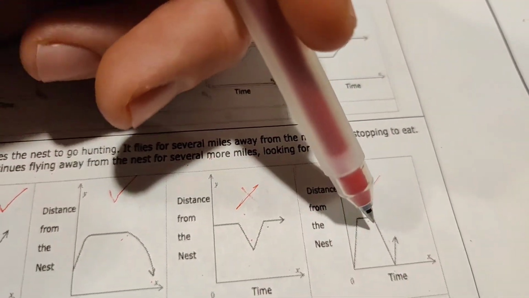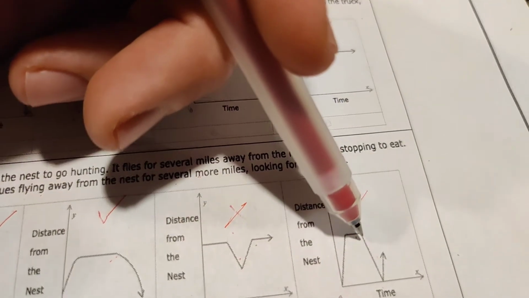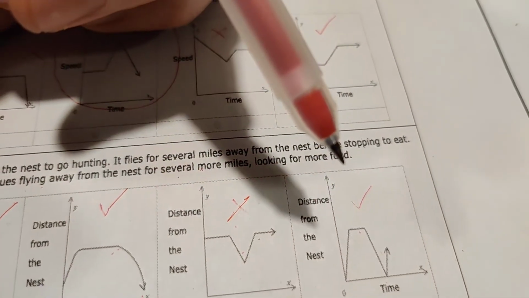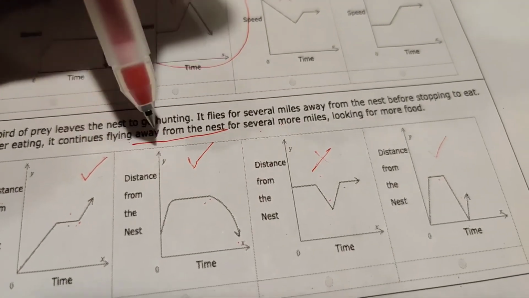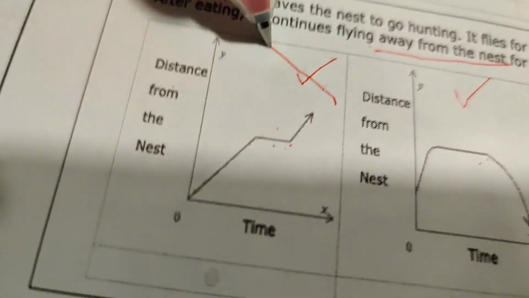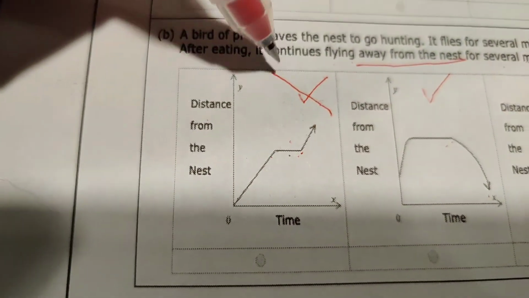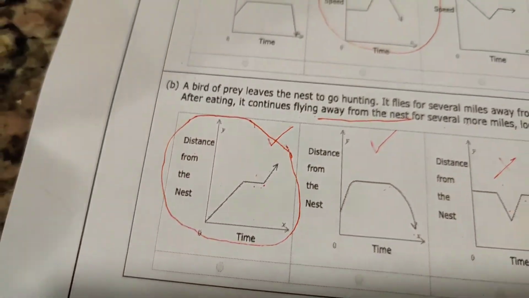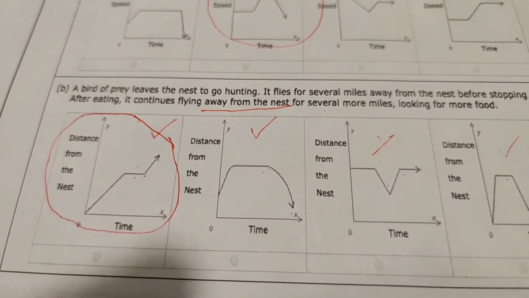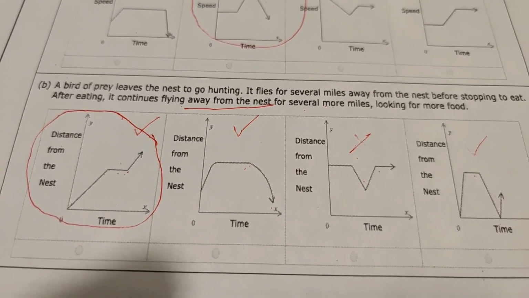The question would have to say that he flew back toward the nest. It says that he flew away from the nest, okay? So your answer to this one is going to be A, or the first choice. Okay, so you should be ready to complete the assignment now.